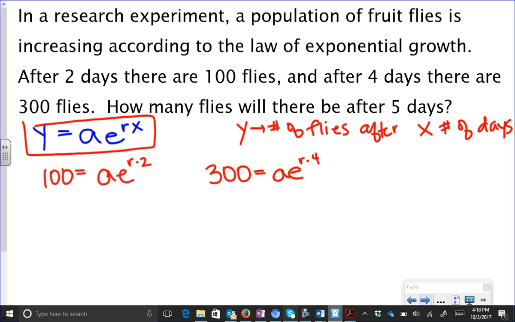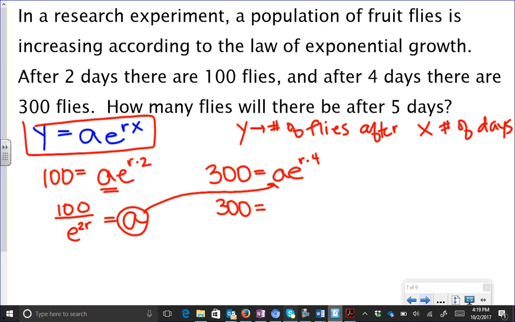For example, I can solve this equation right here for A. I can say A is 100, and I can divide e to the 2r over to the other side. What can we do with that? We can take this A, and we can plug it over here into this A. All right? So what we have is 300 equals A times, I'm going to write this as e to the 4r. It just looks better that way.